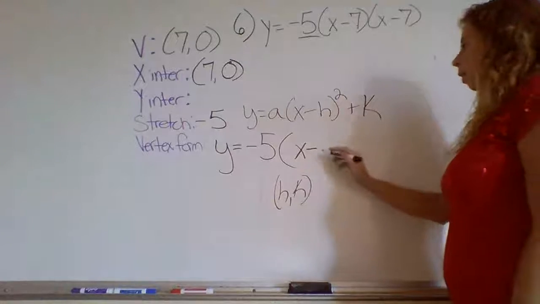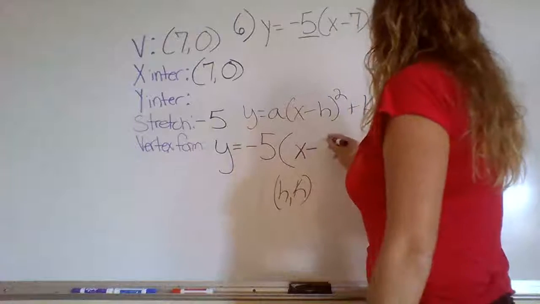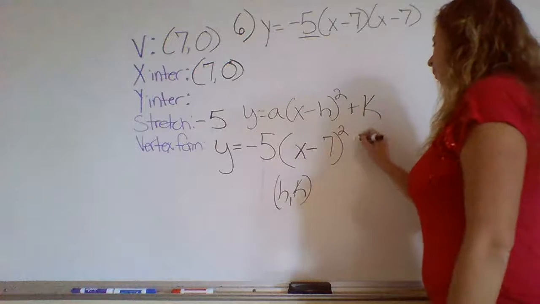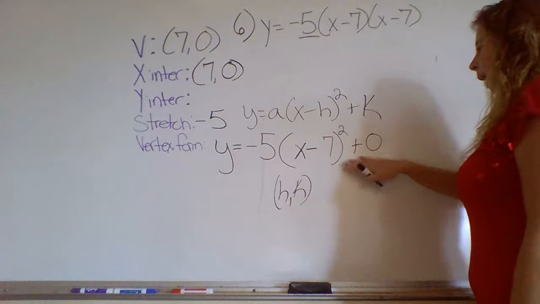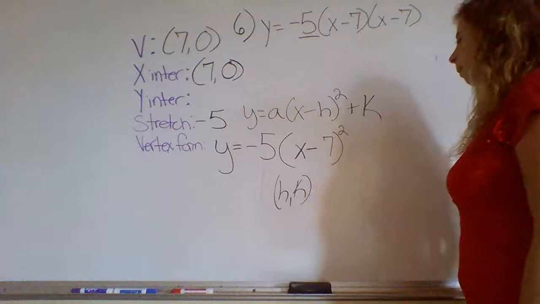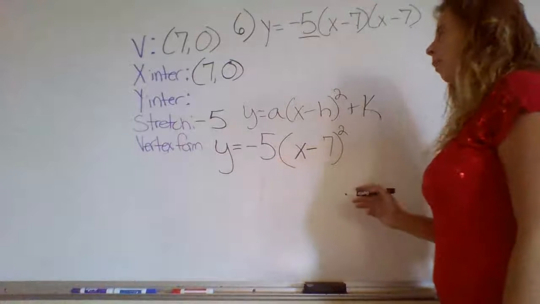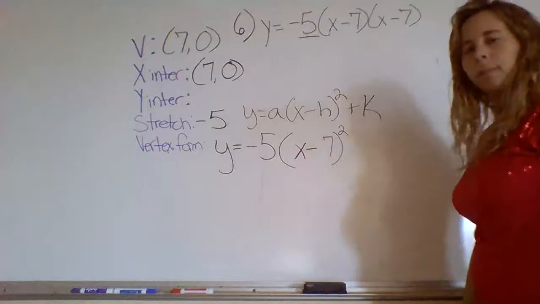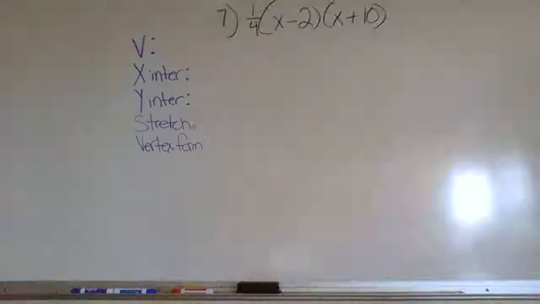So y equals -5 times (x minus 7) squared, and then it's plus 0. You can write plus 0 if you want, but adding 0 doesn't do anything, so you can leave it off. So that would be your vertex form. Y equals -5(x minus 7) squared. Cool. Let's pause.